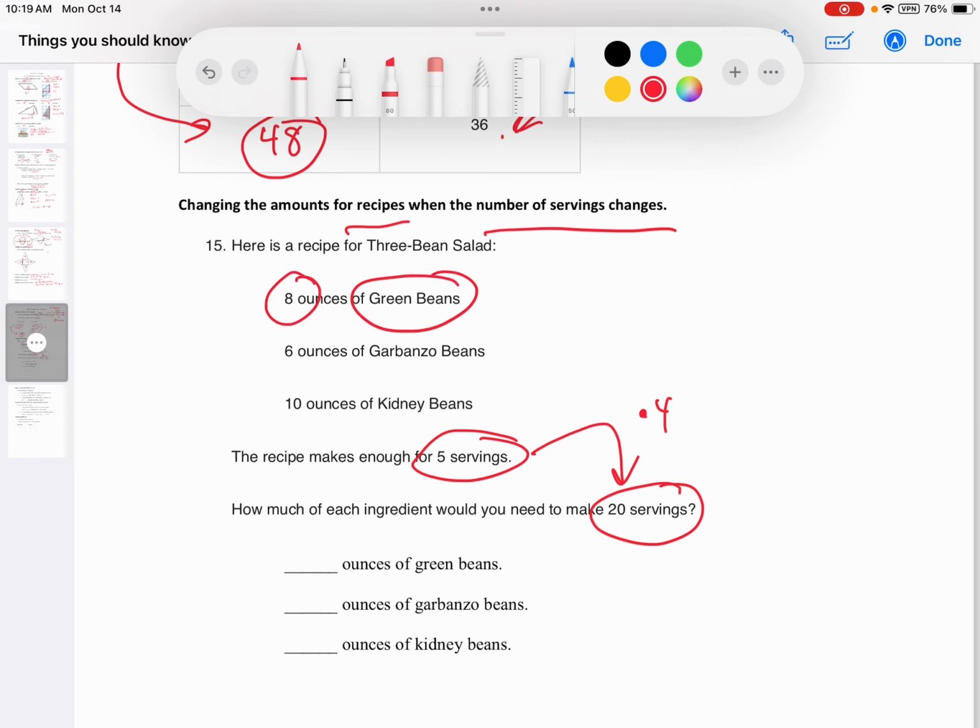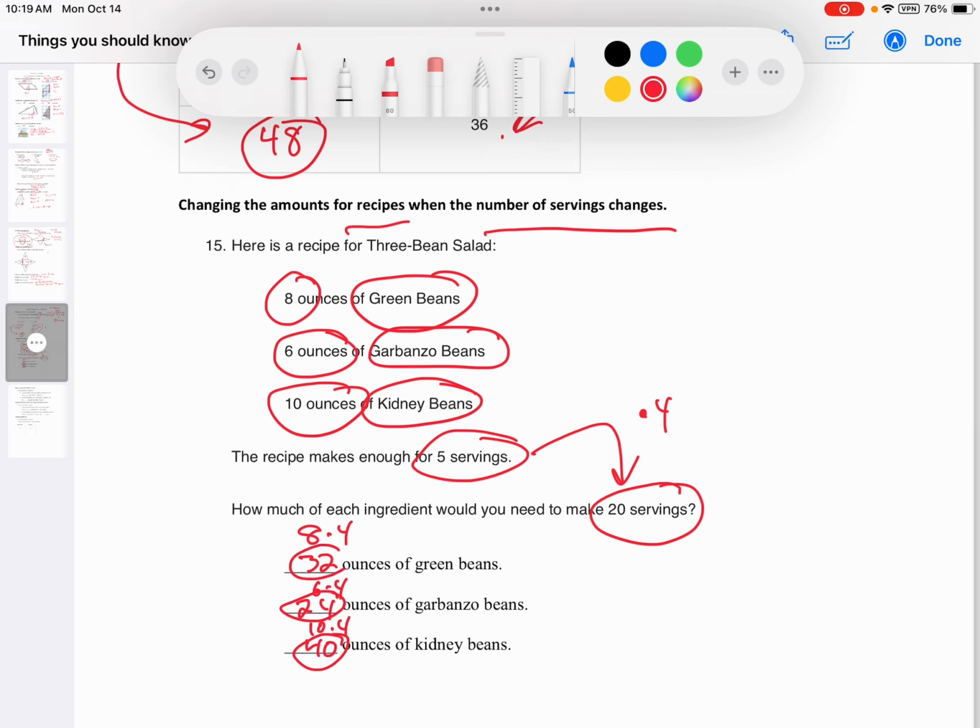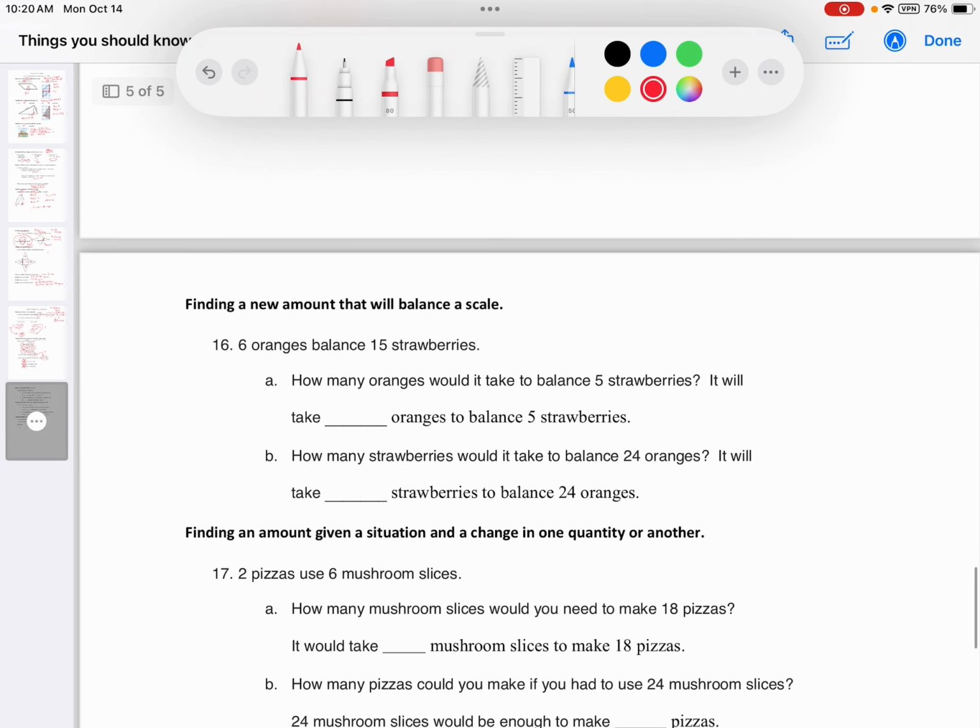8 green beans, 8 times 4, 32 ounces of green beans. 6 garbanzo beans, 6 times 4, 24 ounces of garbanzo beans. 10 kidney beans, 10 times 4, 40 ounces of kidney beans. 32, 24, and 40. All because 5 times 4 is 20. So what we're doing is multiplying by 4. Going on. Again, find out what to multiply by, and then multiply by it.